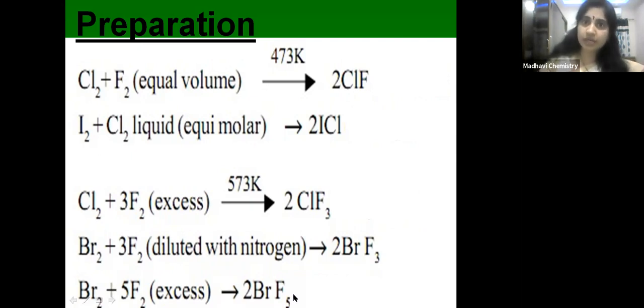If you consider a 1:7 ratio of these halogens, then we get XX'7 type interhalogen compounds. So it's very simple, children. It just depends upon the ratio of halogens that we are taking. Depending on the ratio, we can easily prepare these interhalogen compounds.